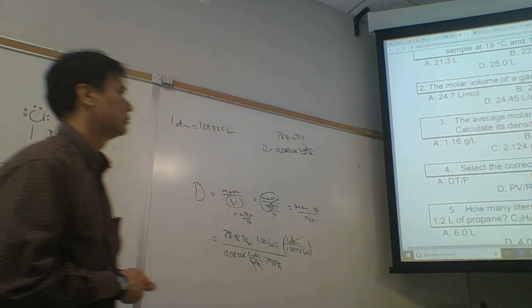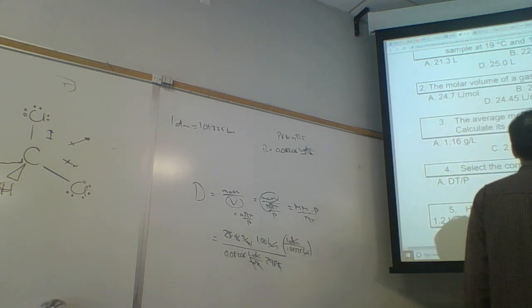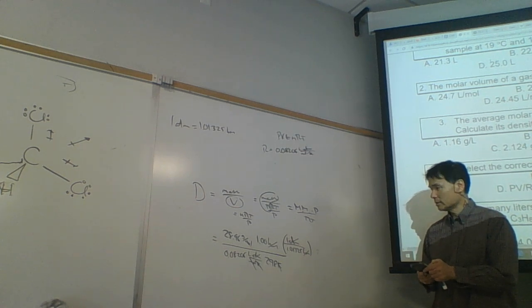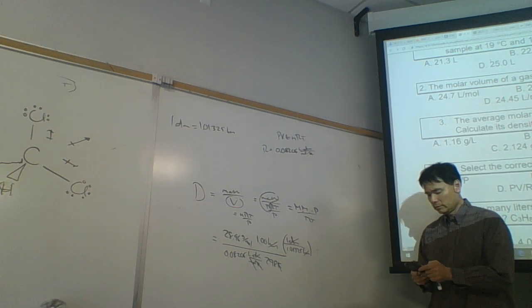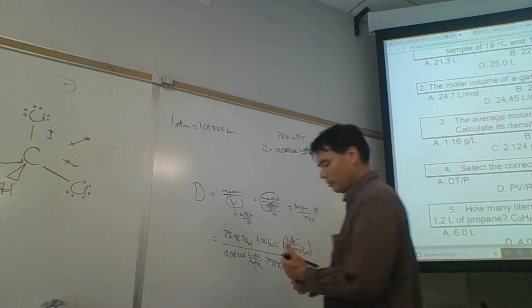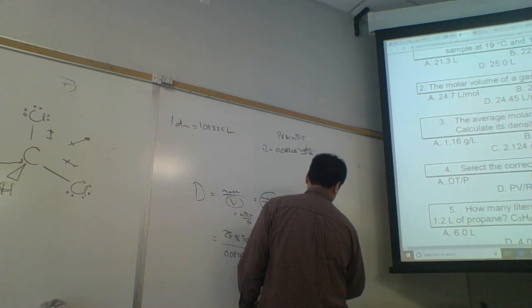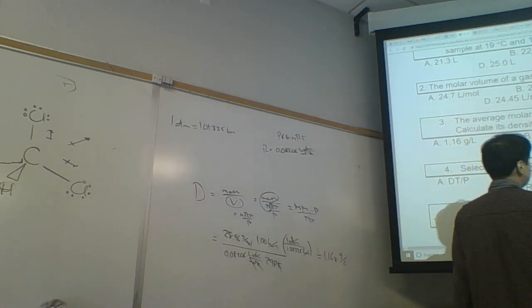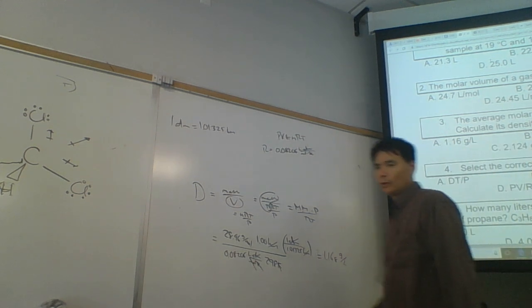So what does it come out to? Let's check it. 28.96 divided by 101.325, divided by 0.08206, divided by 298. 1.168. 1.168 grams per liter of the density. So it looks like it's D, 1.17.